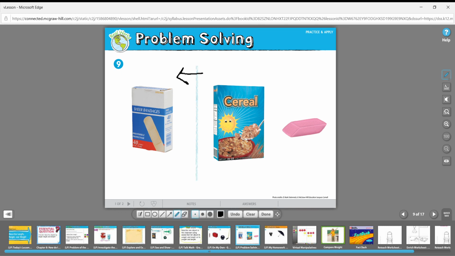So I would say that this little teeny tiny eraser, if you put it over here, would not be as long as the Band-Aids. So I would say that the cereal box is longer and weighs more than the Band-Aids. Okay? So that is what you are going to do for the problems on the problem solving page. All right? And then that's the last thing you do for the first lesson for math today. And then we'll have our next lesson after this.